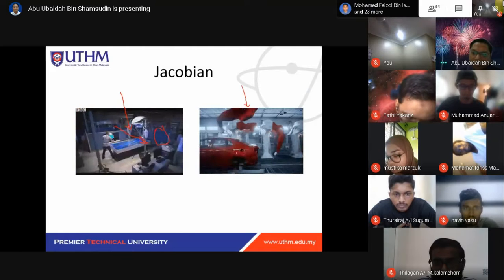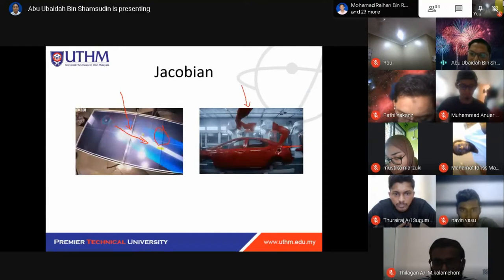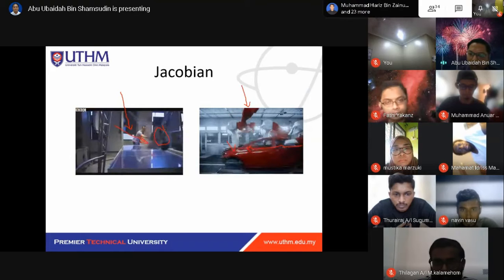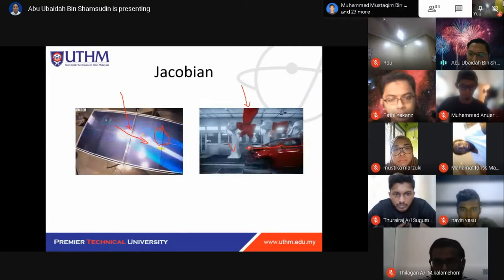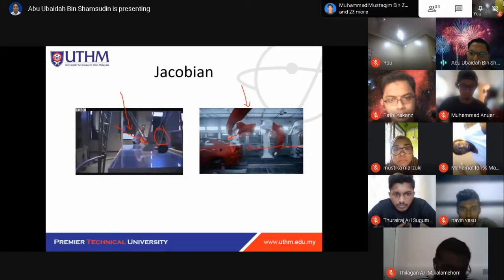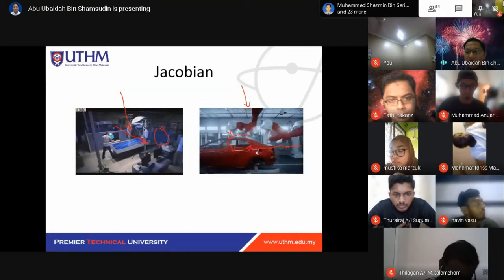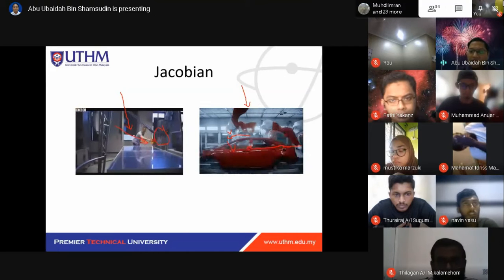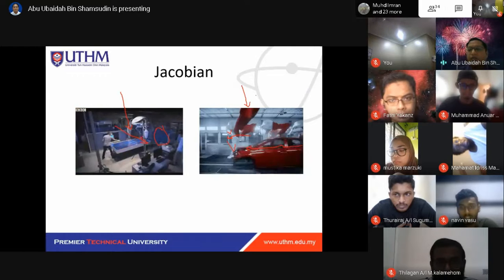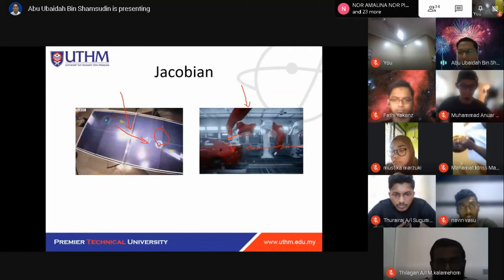How about this one? This one is a moving conveyor. So the car is moving with a certain velocity, and our robot arm needs to paint this car while it is moving. So the robot arm also needs to move at a certain velocity. So in this case, we cannot use inverse kinematics to control our robot arm. We need to use Jacobian. If we don't have Jacobian, we cannot paint this car while it is moving.